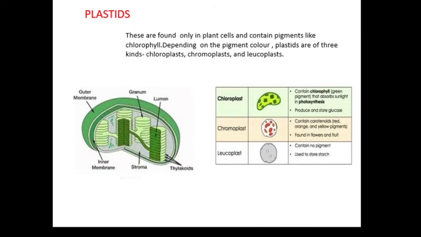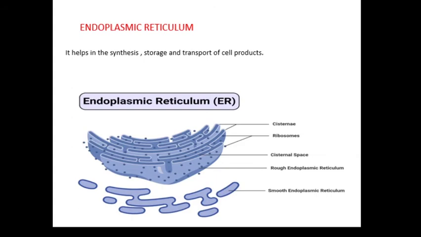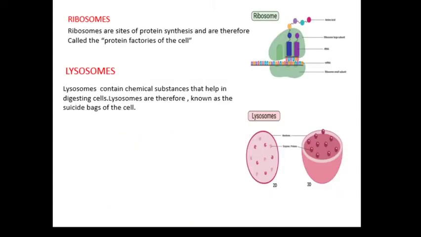Plastids. These are found only in plant cell and contain pigments like chlorophyll. Depending on the pigment color, plastids are of three kinds, that is chloroplast, chromoplast and leucoplast. Endoplasmic reticulum. It helps in the synthesis, storage and transport of cell products. Ribosomes. Ribosomes are site of protein synthesis and therefore called the protein factories of the cell.